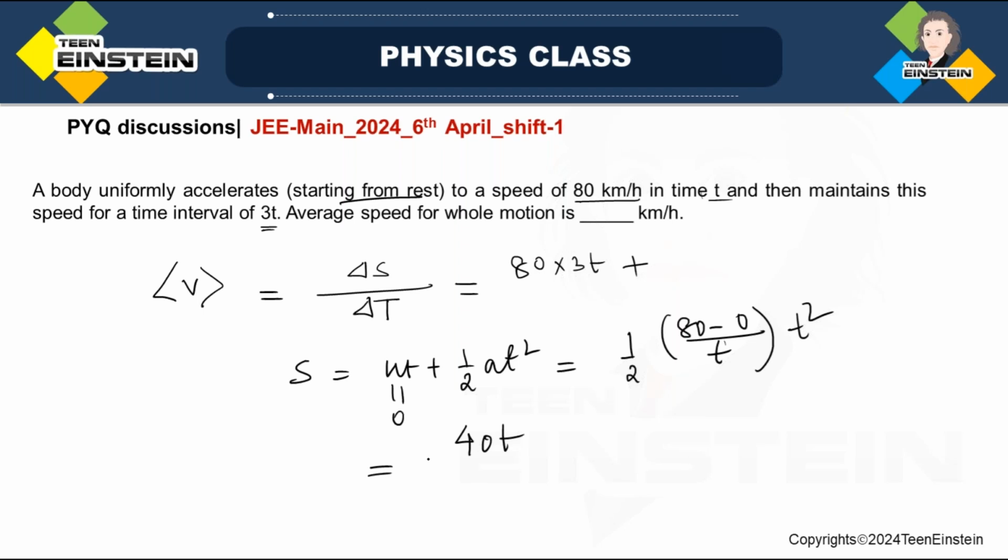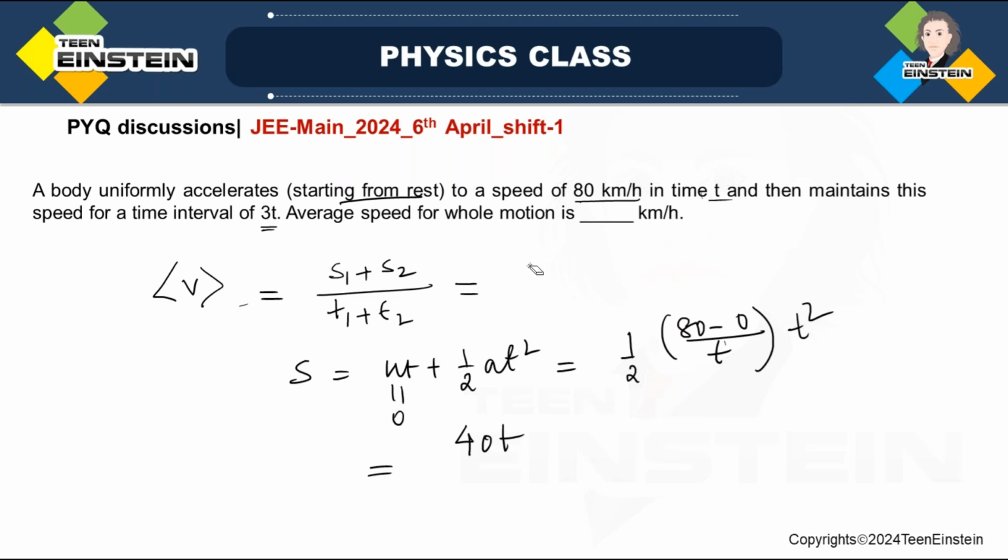I hope you are not confused. Let me explain once again. There are two time intervals, one is t, another one is 3t. During this 3t time interval, the speed of the body was 80 km per hour, so I have got the displacement. Let me write here s1 plus s2, and let me write this as t1 plus t2.